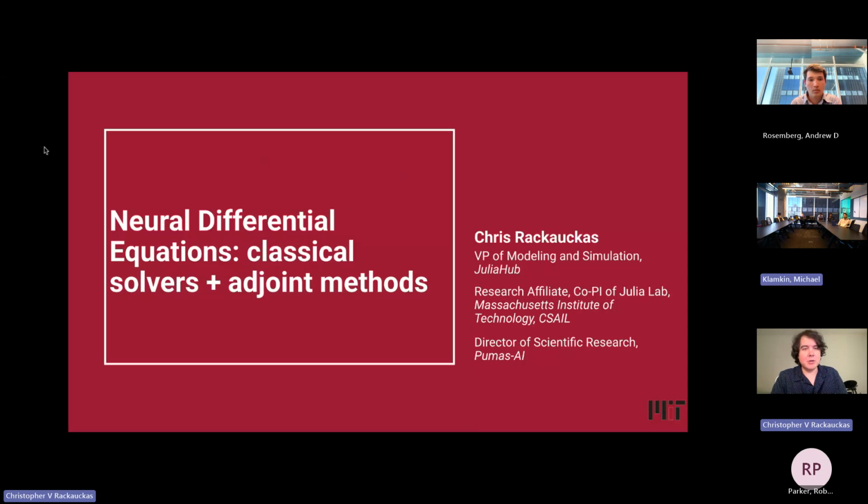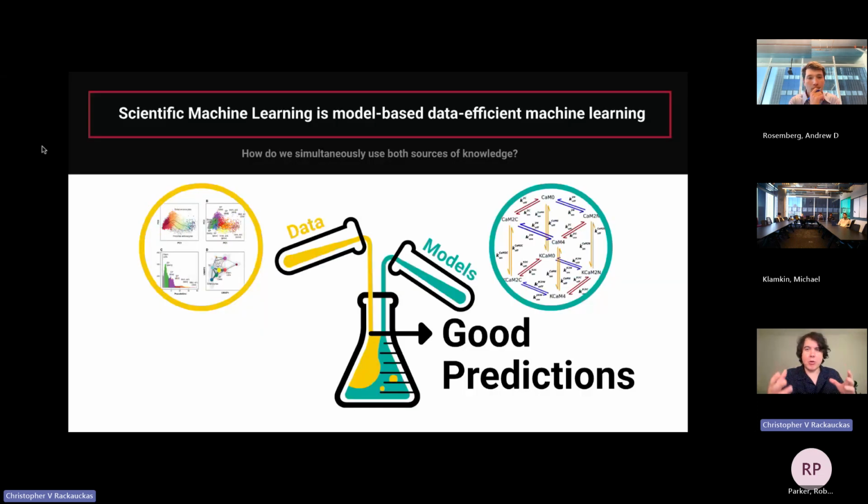So the core idea here, and what we're going to really build up, is scientific machine learning, which is model-based, data-efficient machine learning. The way that you get this to be model-based or data-efficient is to combine the two worlds. There are a few different ways to think about this and motivate it.